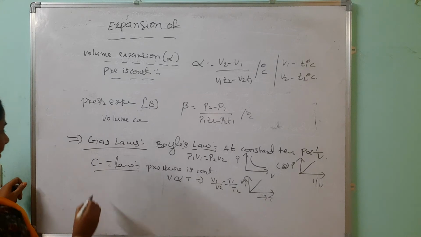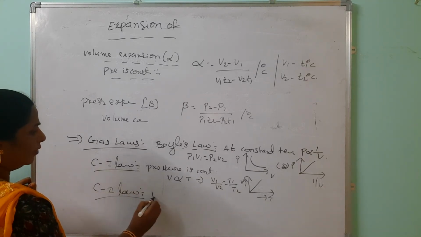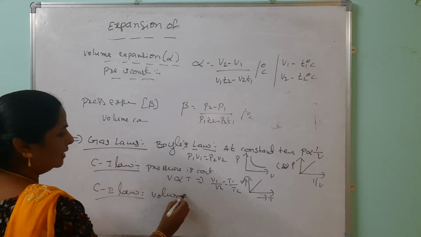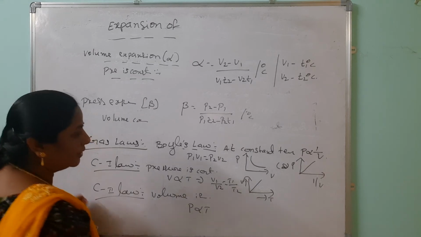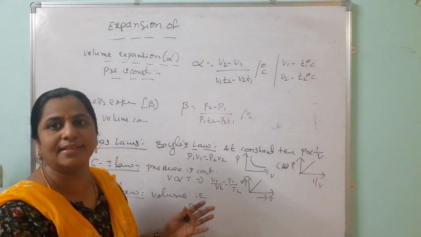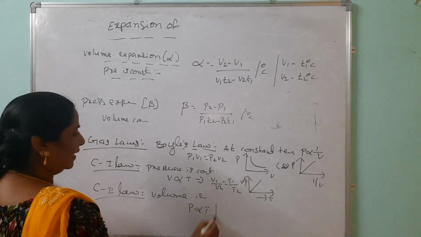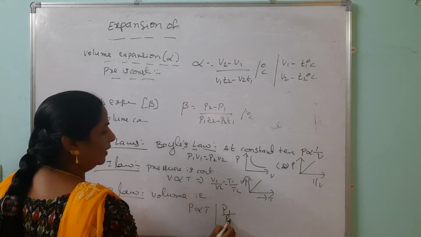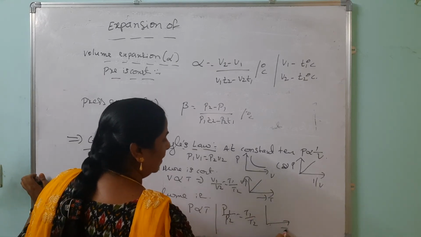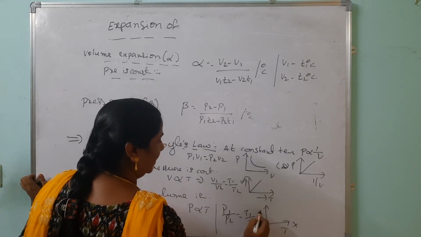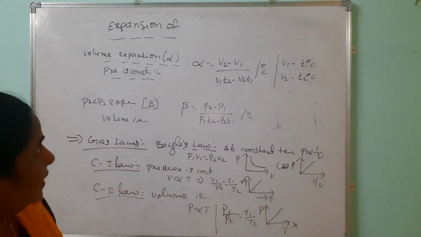Okay. Then Charles second law means here volume is constant. Here pressure is directly proportional to absolute temperature. When pressure increases, temperature also increases. So based on that we can write this expression P1 by P2 equals to T1 by T2. Here also we get the graph. Temperature is on x-axis and pressure is on y-axis. It is a straight line passing through the origin.